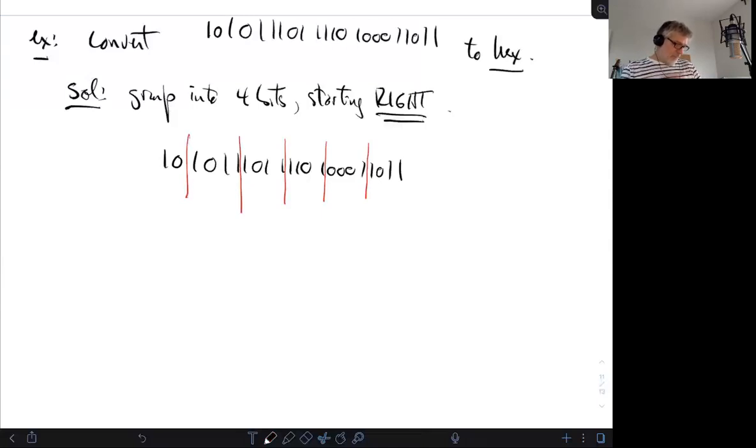Okay, 1011. That's 11, right, in decimal. So that's B. This is 1101, that's 13. That's D, right? If I mess up, tell me. Sometimes I mess up D, C, E. You have to be careful. 1011. That should be B again. 1011. Okay, and 10.